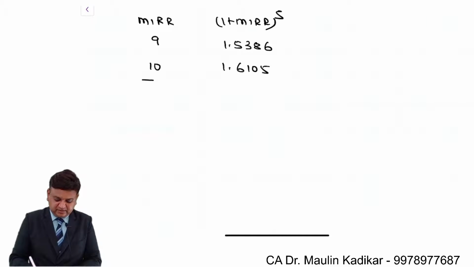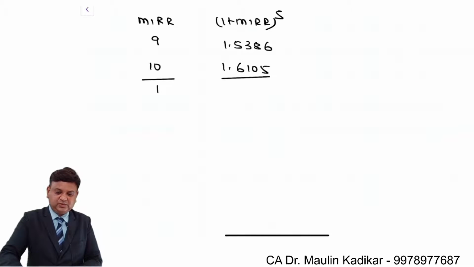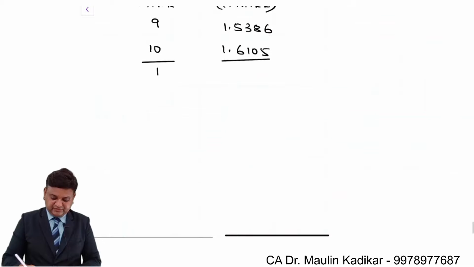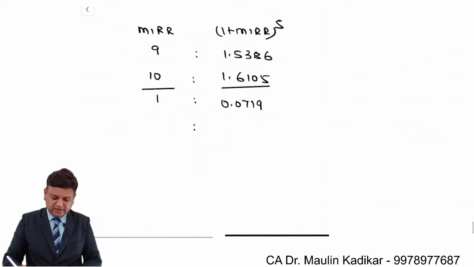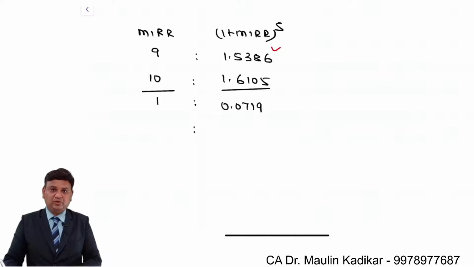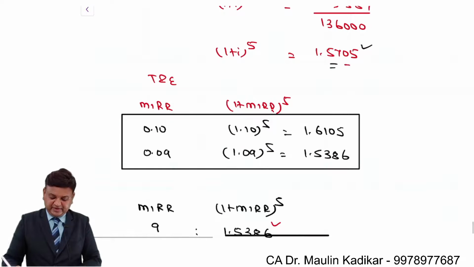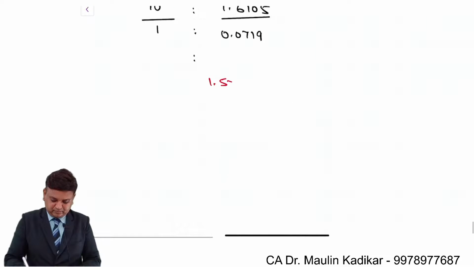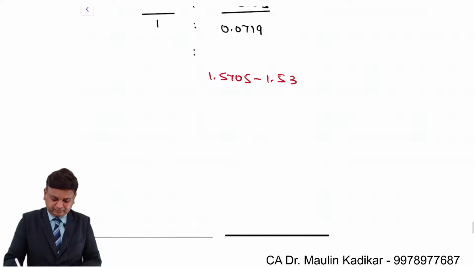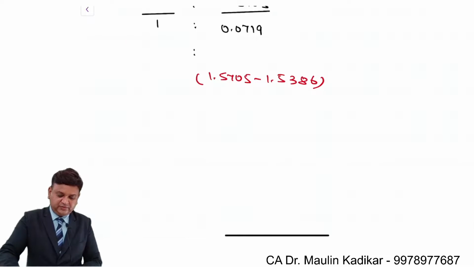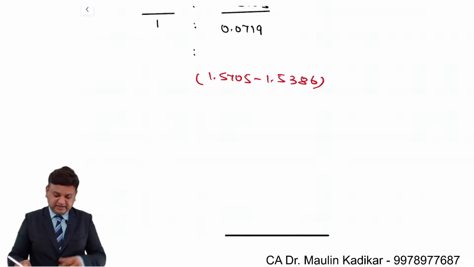Difference of 9 and 10 is 1. And difference of these two future value factors is 1.6105 minus 1.5386, 0.0719. Okay. Usually friends, we take the base of the lower cost of capital. So 1.5705 minus 1.5386. So the difference between both of them is 0.0319.